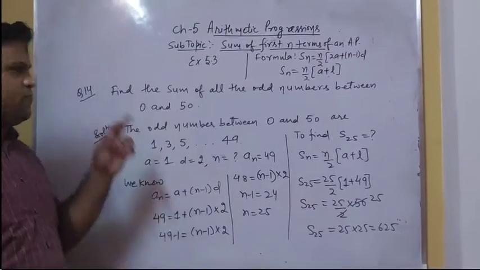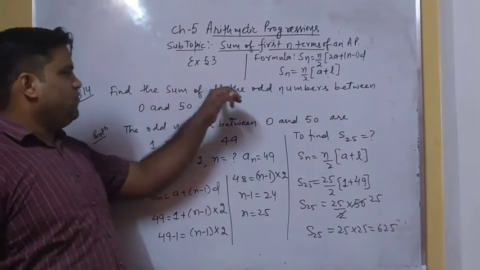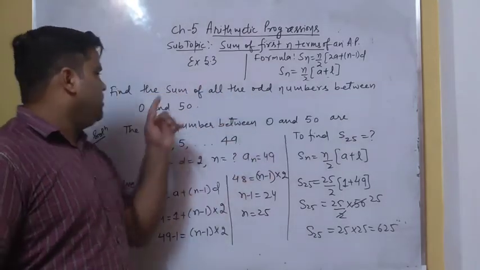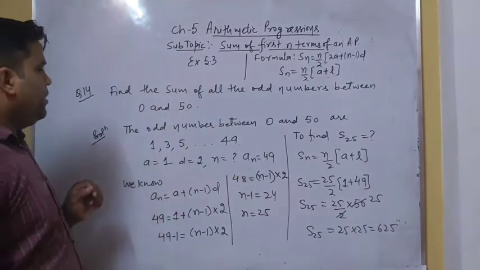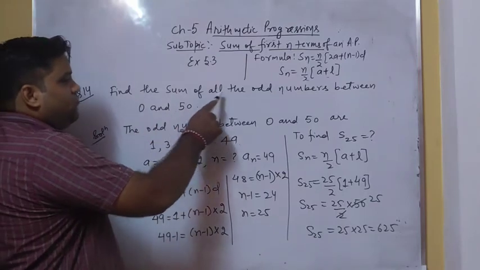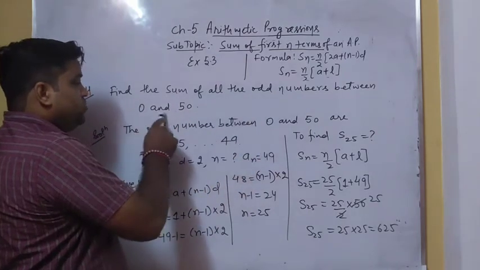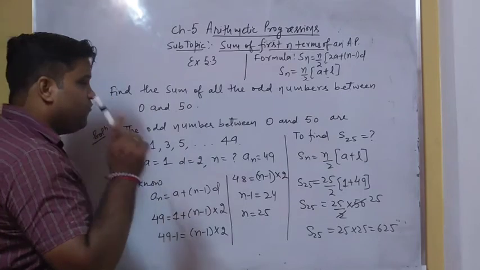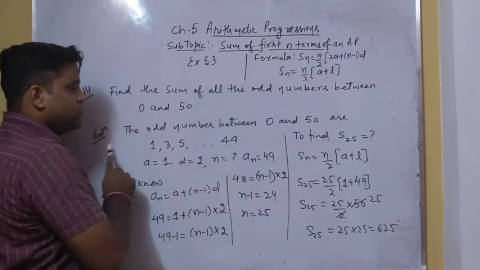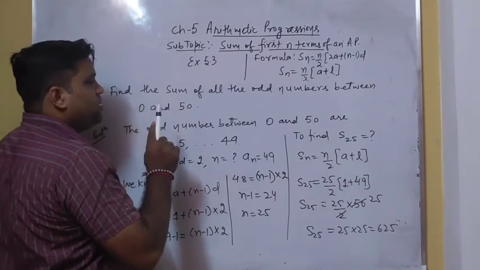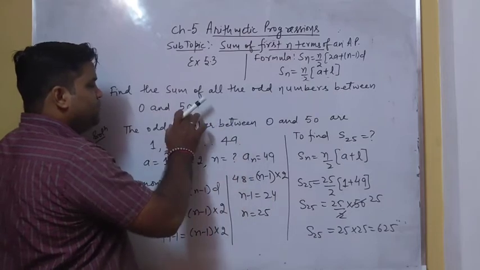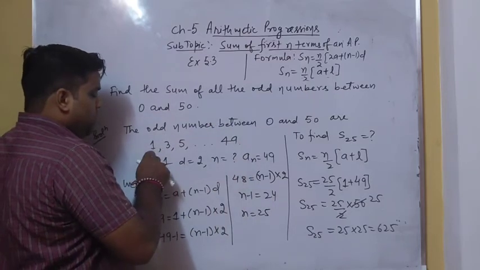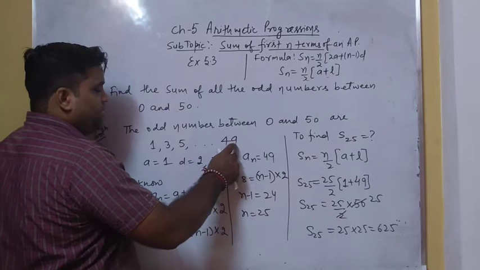Let us come to question number 14. Find the sum of all the odd numbers between 0 and 50. Here we have to find the sum of all the odd numbers between 0 and 50. Now let us come to the solution. First of all, we try to find the odd numbers between 0 and 50, which are 1, 3, 5 up to 49.